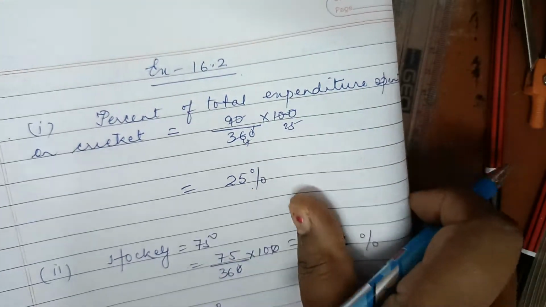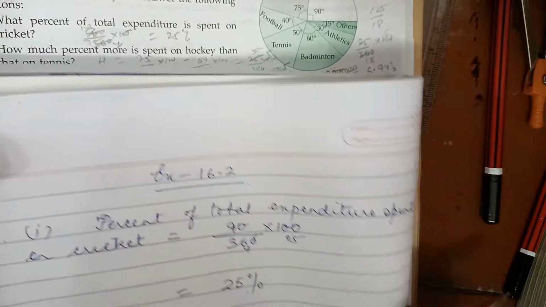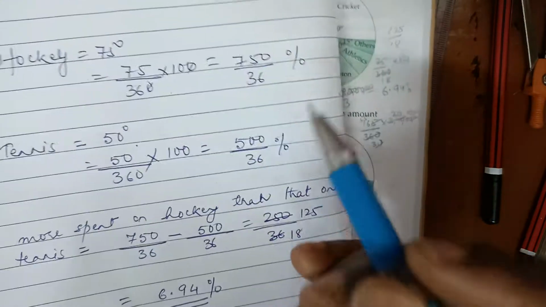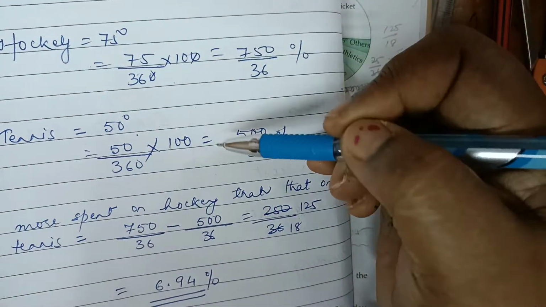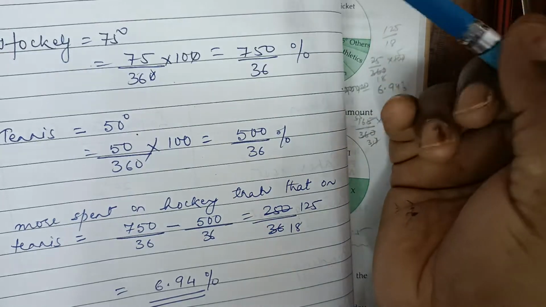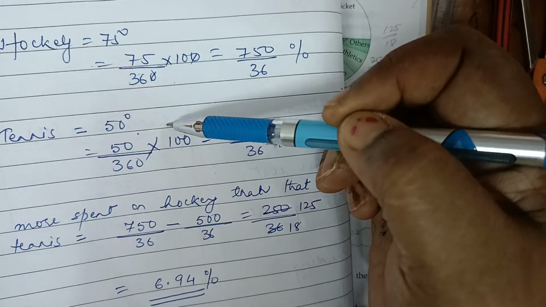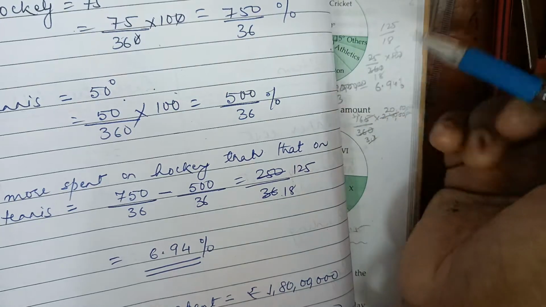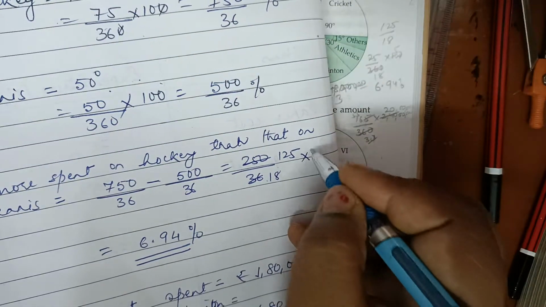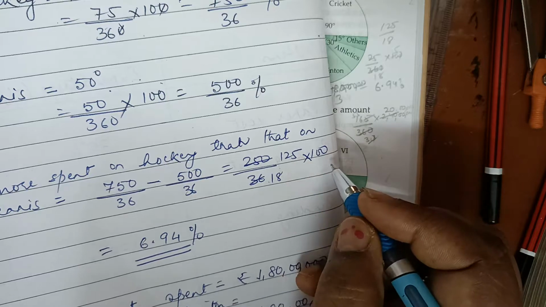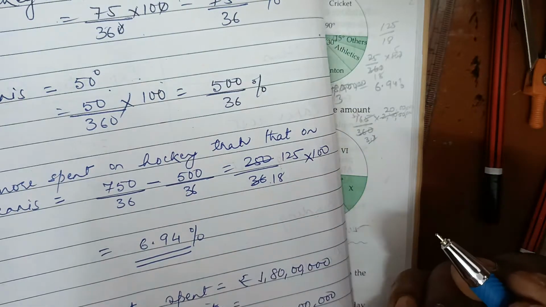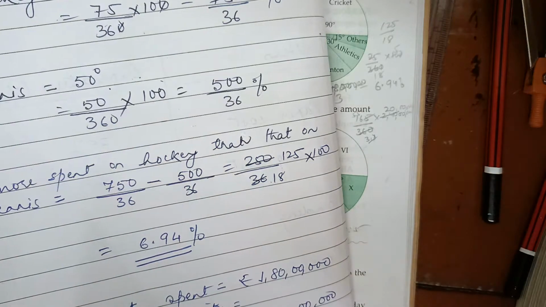Then, what percent more money is spent on hockey than that on tennis? On hockey it is 75 degrees and on tennis it is 50 degrees. You can simply directly subtract, 75 minus 50. That is 25 by 360 into 100. Just multiply by 100, you will get the answer. That will be equal to 6.94%.